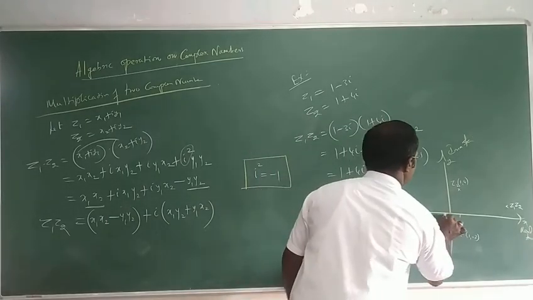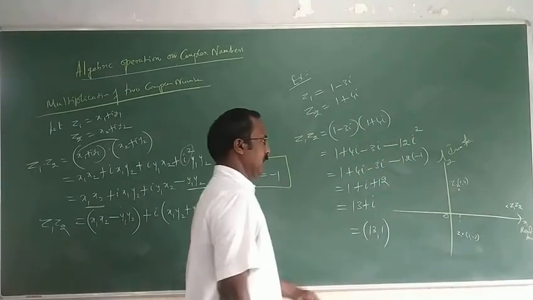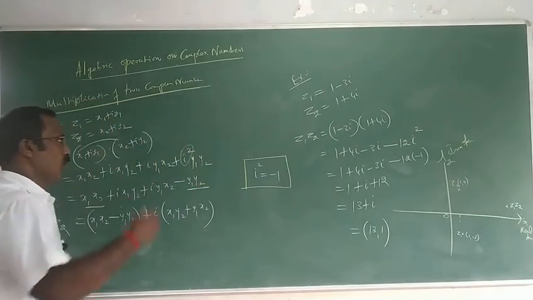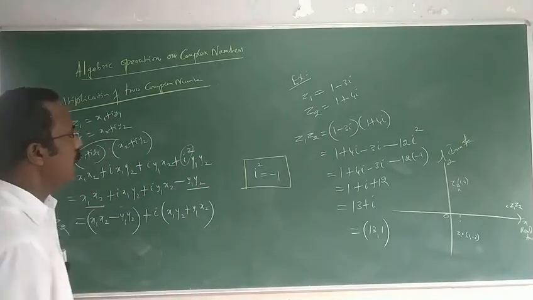That's all. Now this is the origin. The x-axis is called the real axis. The y-axis is called the imaginary axis. So the product of two complex numbers is also a complex number.